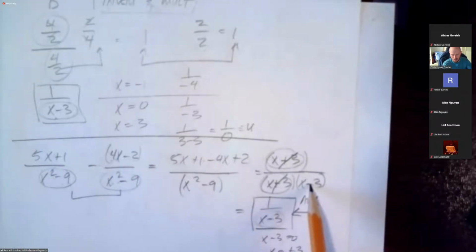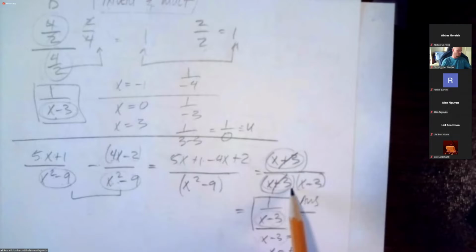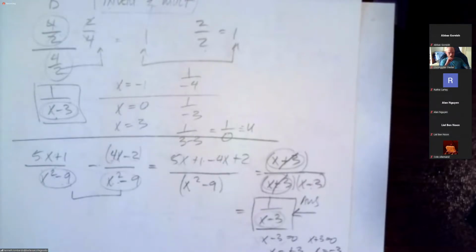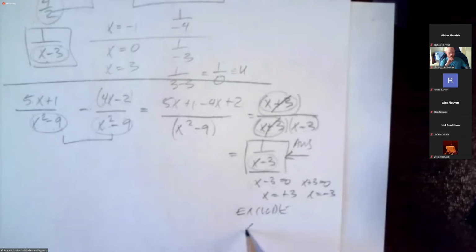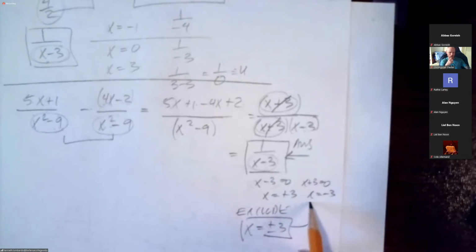Don't you still have to account for both of those values? Yes, we do. So we set x plus 3 equal to 0, and we set x minus 3 equal to 0. We've done the x minus 3. If we set x plus 3 equals 0, we get x equals negative 3. So then we exclude x equals plus or minus 3, or these values here.